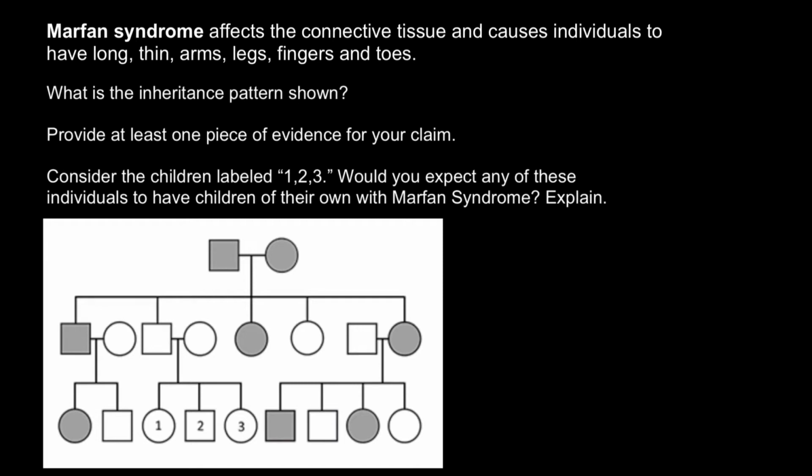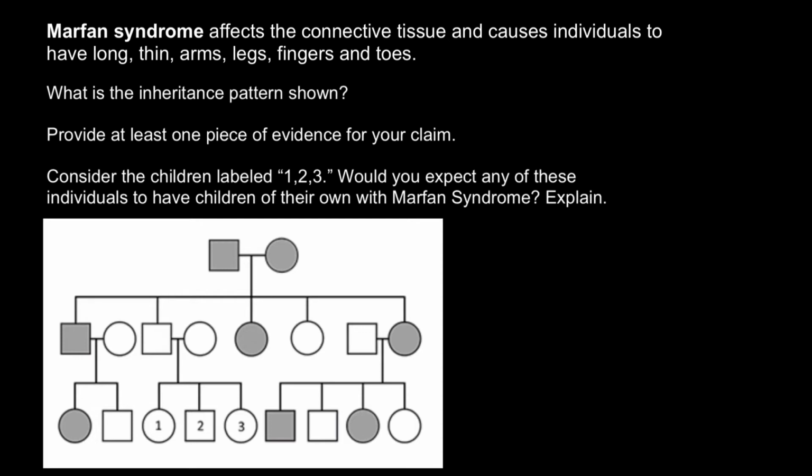Today's problem: Marfan syndrome affects the connective tissue and causes individuals to have long, thin arms, legs, fingers and toes. What is the inheritance pattern shown? Provide at least one piece of evidence for your claim. Consider the children labeled 1 to 3. Would you expect any of these individuals to have children of their own with Marfan syndrome?